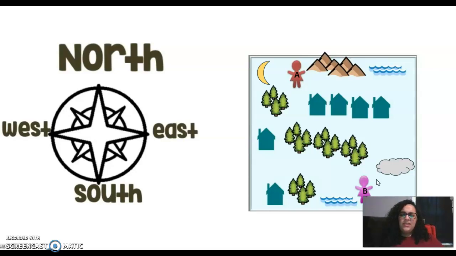So let's look at this little map, or diagram. Let's look at it. So I have a question. We have girl A and girl B down here. Where are the mountains to girl B? Are they north, east, south, or west?